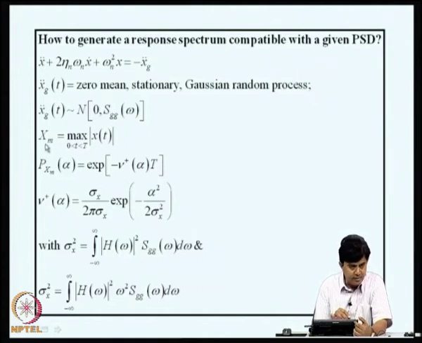So, what are we interested in? We are interested in the maximum value of the absolute value of the response in steady state over a duration capital T. This we already know: through our analysis of extremes, we know that the probability distribution of this extreme is given in terms of the rate of crossing of level alpha multiplied by T, and this rate itself is given in terms of the so-called spectral moments. So, this we are presently ready with.